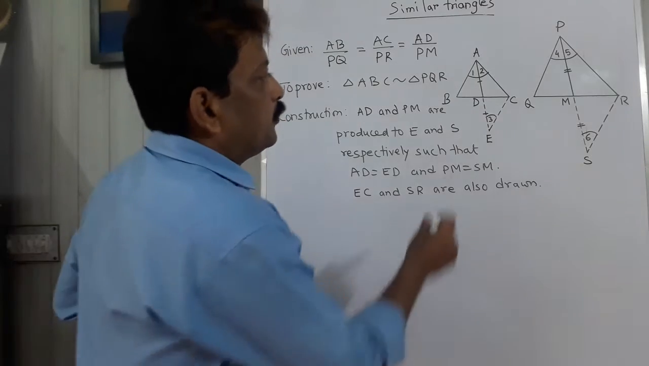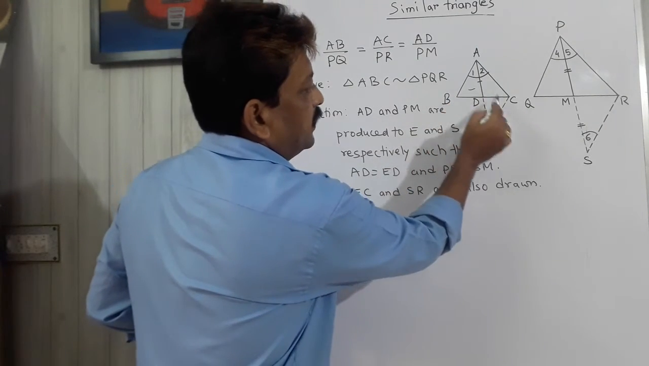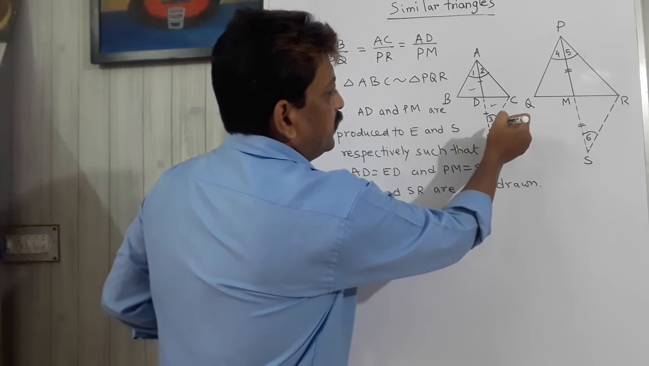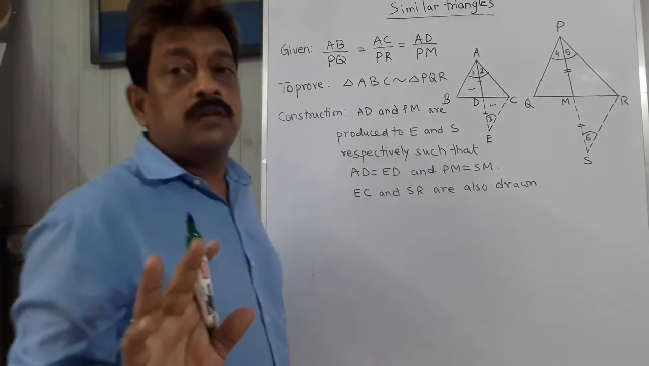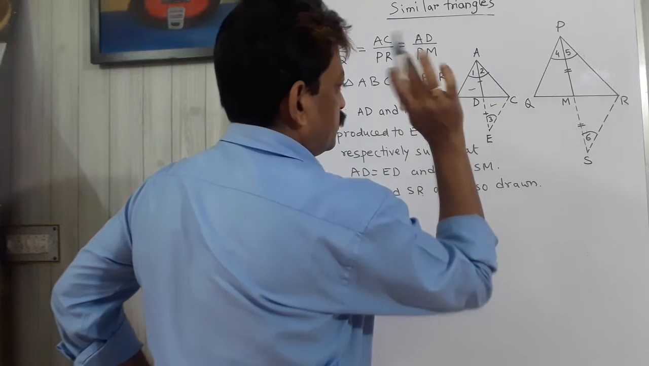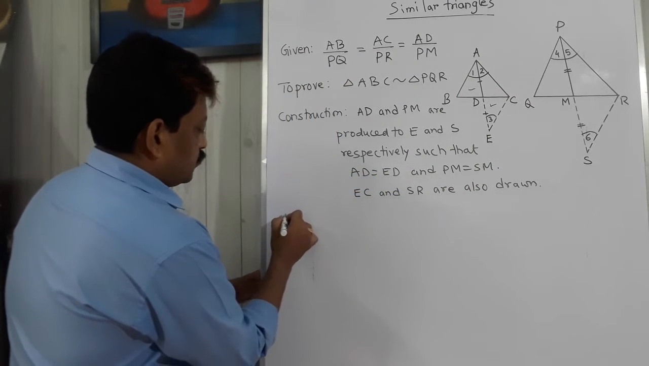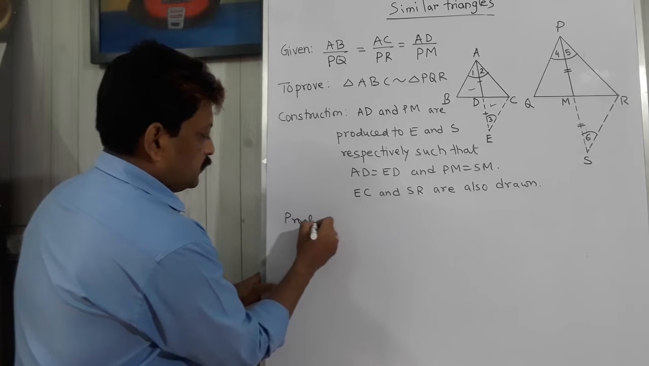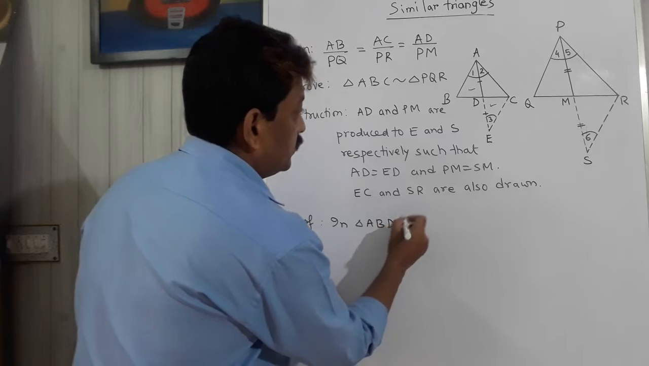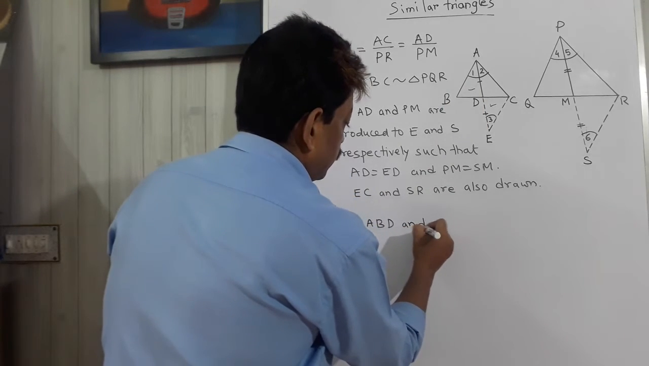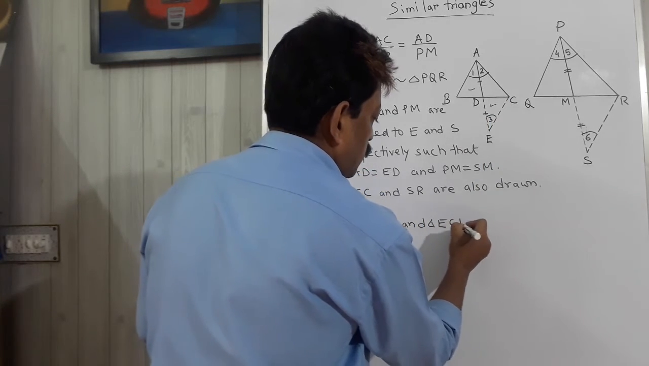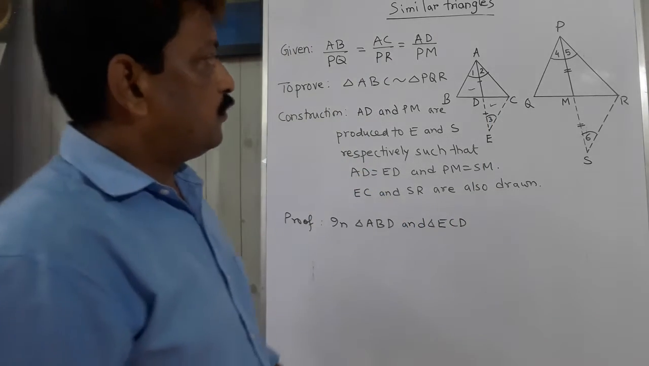First of all, I am going to show that these two triangles ABD and CDE, these two triangles are congruent. ABD and ECD, these two triangles. So proof here, in triangle ABD, this one, and triangle ECD, what are the things equal? We have to prove this.